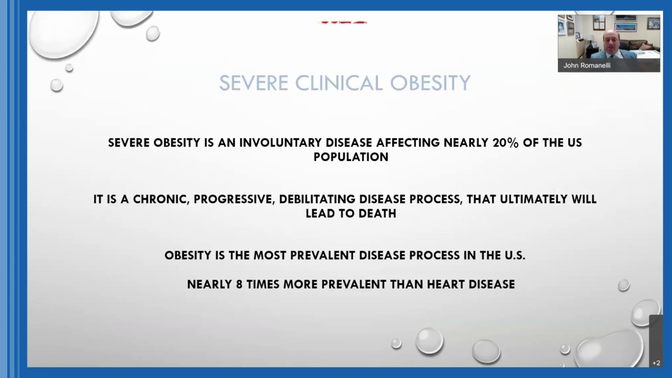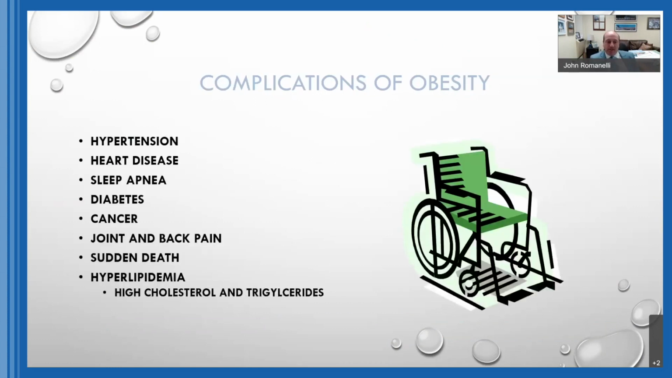Severe obesity is an involuntary disease, and it affects nearly 30% of the US population. It is chronic, progressive, debilitating, and will lead to an early death. It's the most prevalent disease process in the United States, nearly 8 times more prevalent than heart disease. These are all complications of obesity.